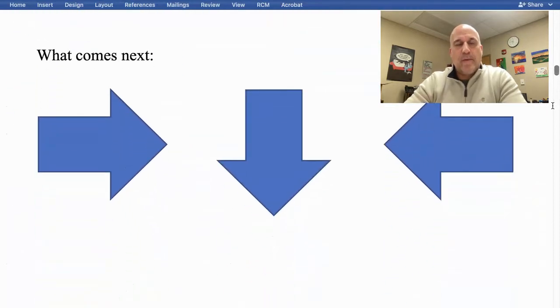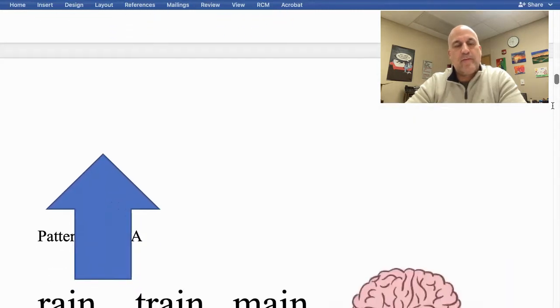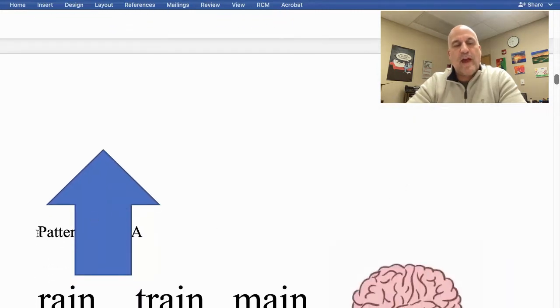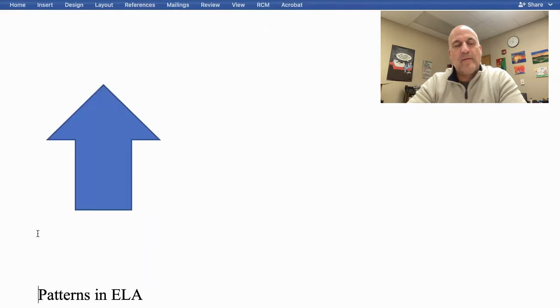Here's another one, pretty simple one. So if we're looking at these arrows, then what would be our next pattern? It would be the up arrow. We can look at patterns in ELA.